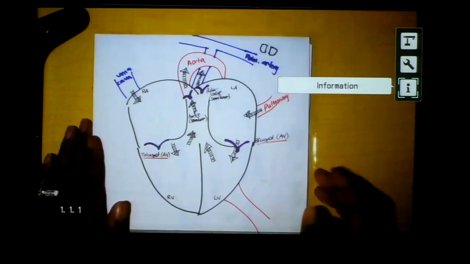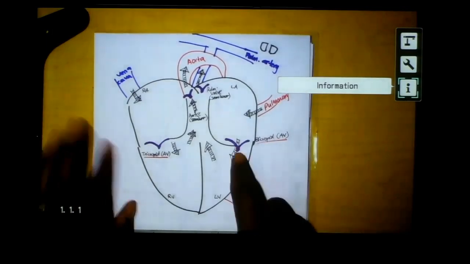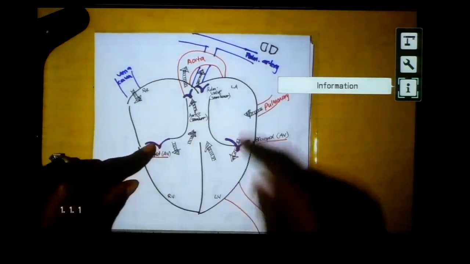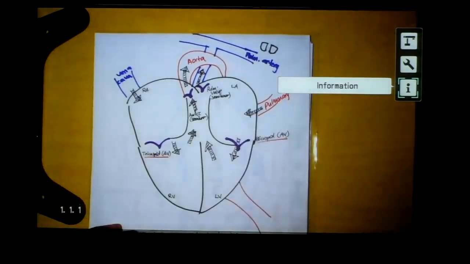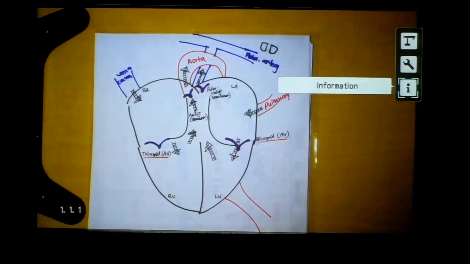The semilunar valves are the valves that are exiting the heart, from the ventricle out into the vessel. The AV valves are the valves that are between the atria and the ventricle, okay? On the left side of the heart, we have the bicuspid valve. On the right side of the heart, we have the tricuspid valve.